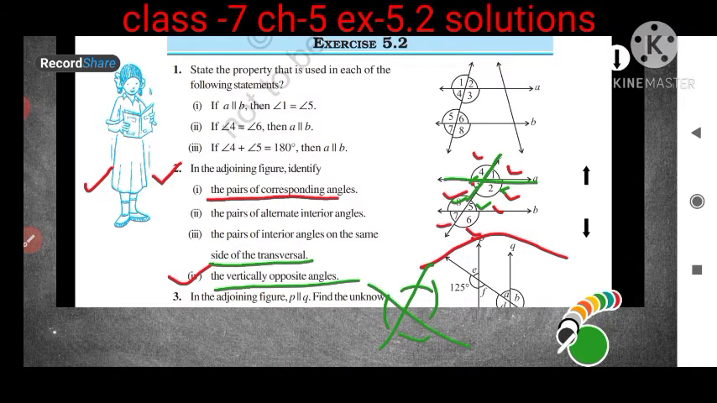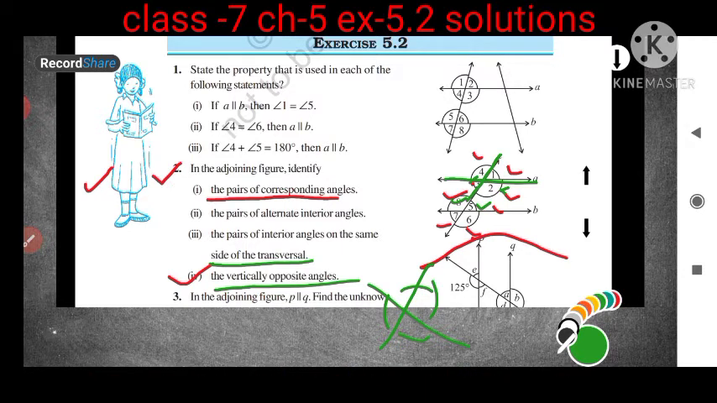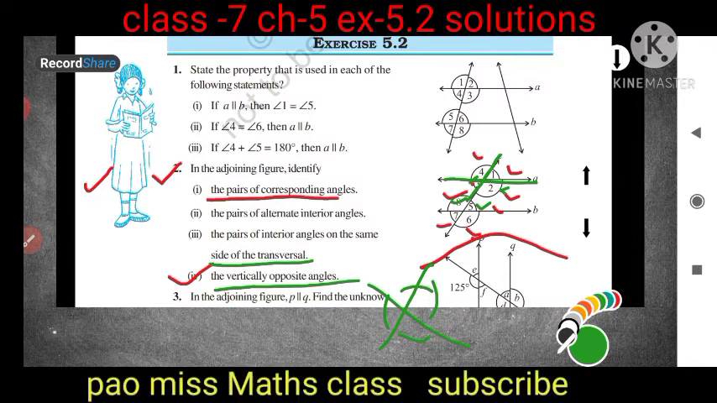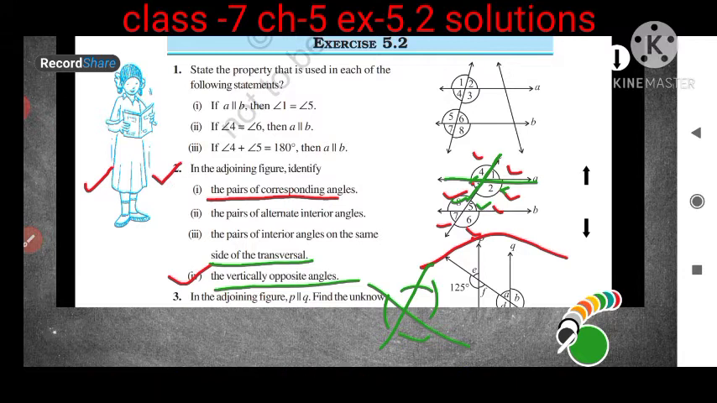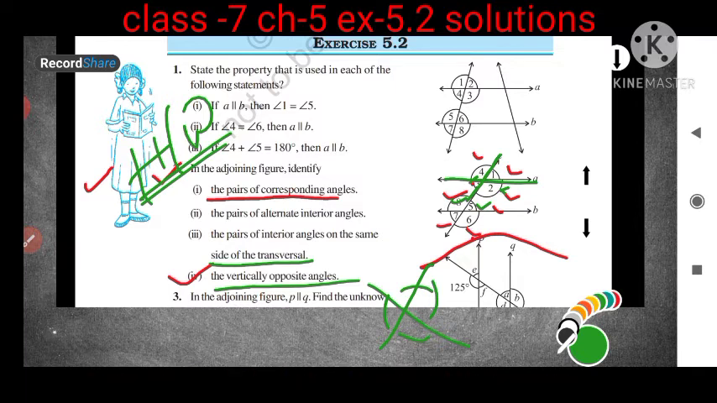So angle 4 and angle 2 are vertically opposite angles, angle 1 and angle 3 are vertically opposite angles. And for the downside, if you will see, angle 7 and 5 are vertically opposite angles, angle 8 and 6 are vertically opposite angles. So in this way you will write all the pairs. Okay, so question number 2 is your homework. Now come to next question, question number 3.